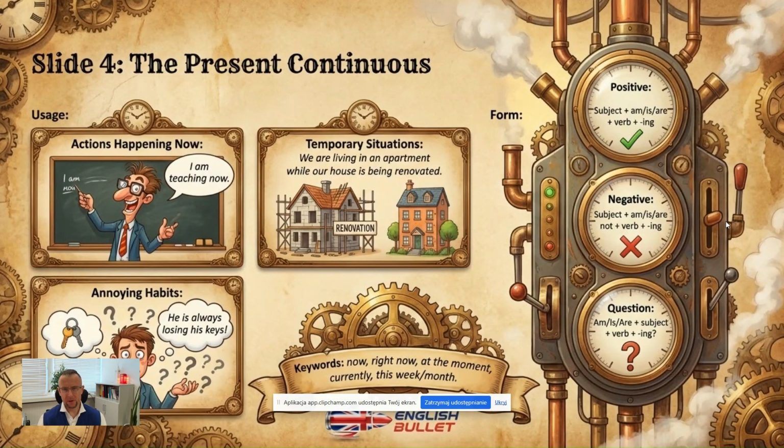So when you are talking about this, it's a repeatedly done action, but it's very annoying. So three cases for present continuous: action happening now, temporary situation, and annoying habit. And now the keywords that help you easily recognize what tense should be used. Now, right now, at the moment, currently, this week, this month. So now I'm talking. Right now, I'm using a camera.